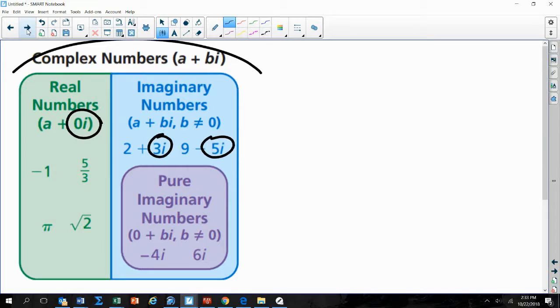When we're talking about complex numbers, this is a broad umbrella term. Complex numbers actually include the real number system and the imaginary number system. It's just that with real numbers, my i term is 0, plus 0i. Well, that leaves you with a real number, whereas an imaginary number is going to have this imaginary component i in it.